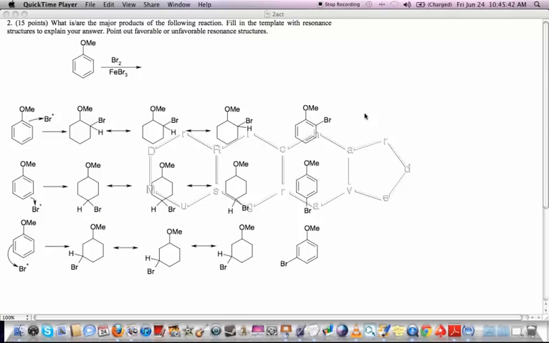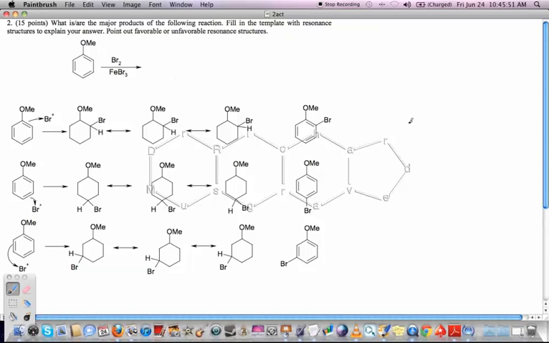Here's an example of a test problem. Let's say we've got this compound here. The first thing you want to do is figure out whether or not it's activating or deactivating. And the way we can do that, let's go ahead and draw it.